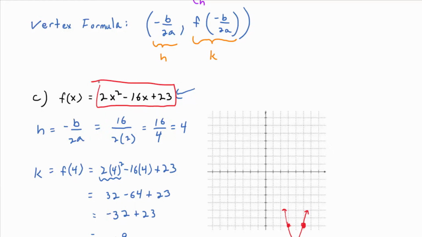If I wanted the x-intercepts, though, the x-intercepts would be somewhere in there, right? I could plot those and definitely have a more accurate graph that way. But how would you find them? You set y equal to 0, which means setting f of x equal to 0, and then you could use the quadratic formula to solve that.